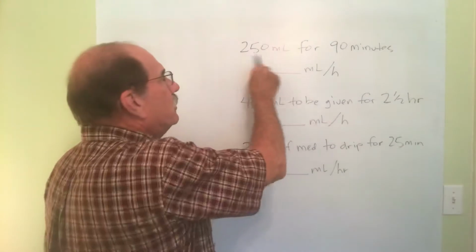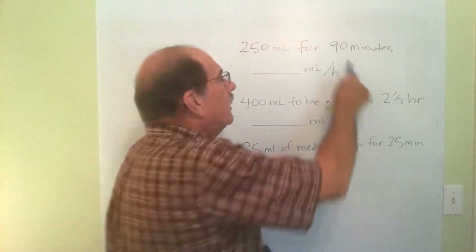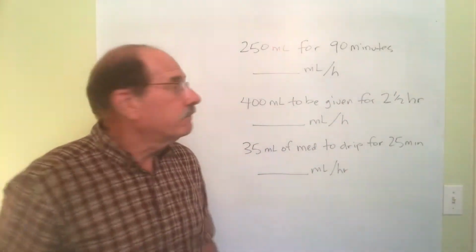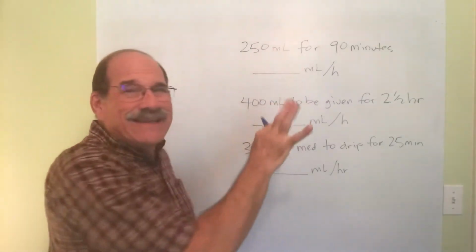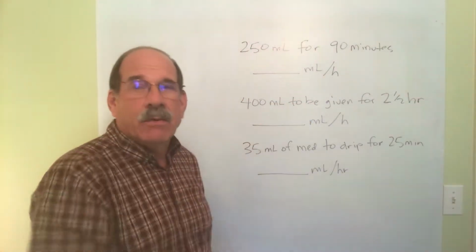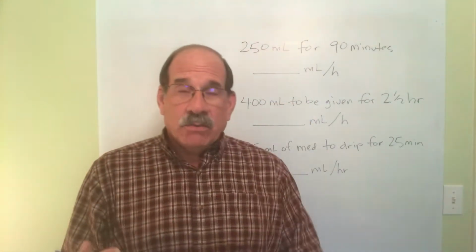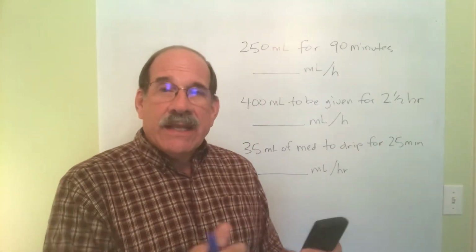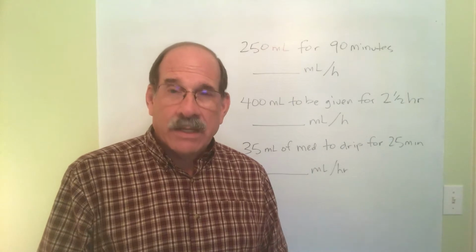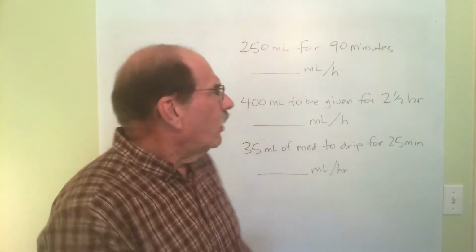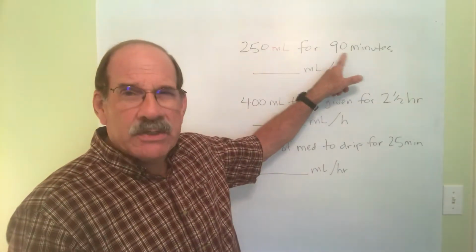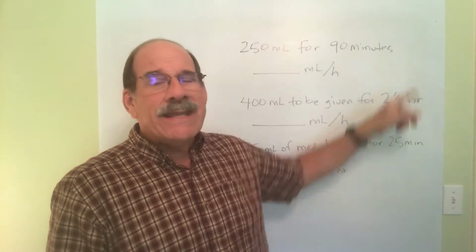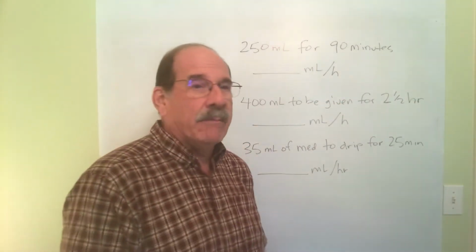But I'm going to give this 250 milliliters for 90 minutes. Of course, I still always need how many milliliters per hour. The previous lecture video was when we had less than 1 hour, and we were told how many minutes. Well, this is more than 1 hour, but it's still in minutes. I can do it 2 ways. I can probably do it about 10 ways.